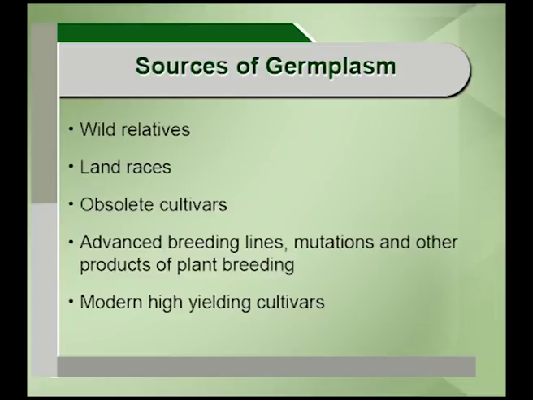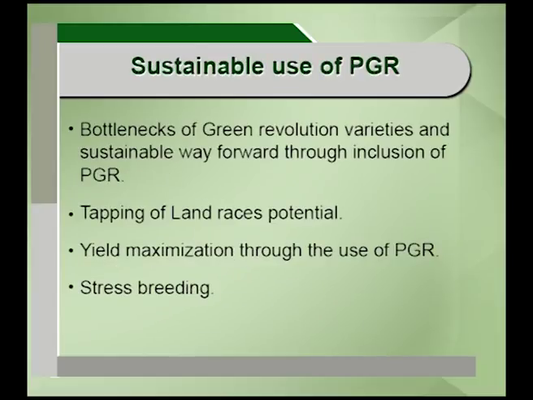And the next important point is the breeding lines. Advanced breeding lines, mutations and other products of plant breeding also form an important source of germplasm. And last but not the least, modern high yielding cultivars also form an important source of germplasm. We need to sum it up, because the PGR, the plant genetic resources, has to be used sustainably. For that reason, we need to understand the past, the present and the future.